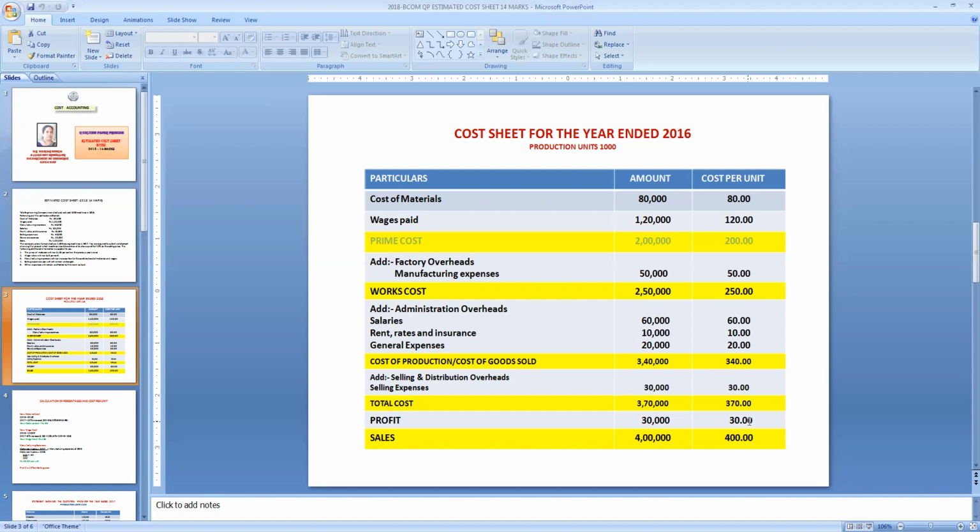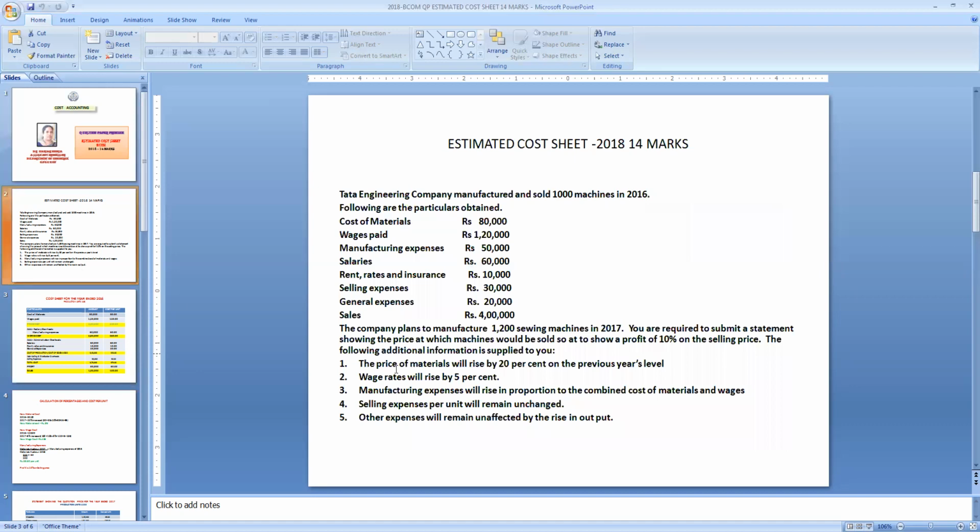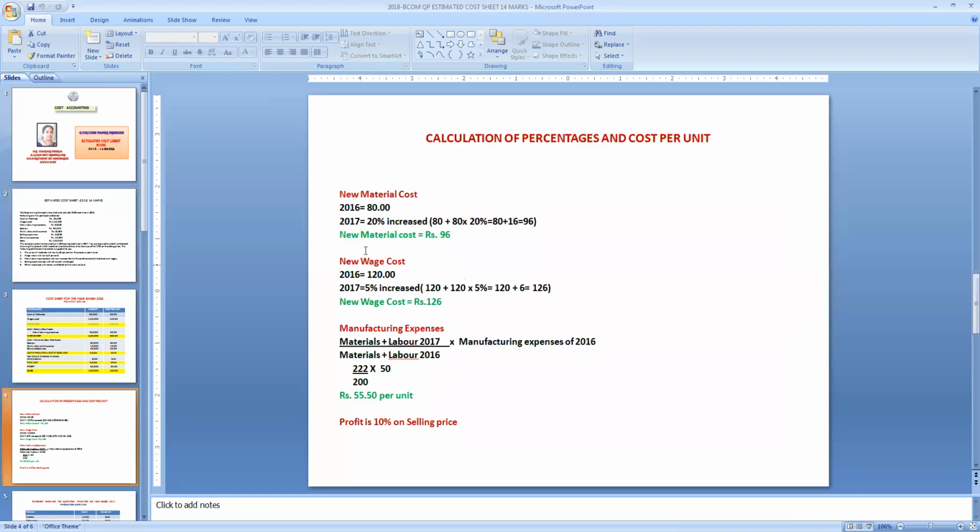So this is how we need to calculate the cost sheet for the previous year 2016. Now for calculating the estimated cost sheet for the year 2017, we need to calculate some adjustments. As given in the question, the price of materials for 1 unit will have to increase by 20%. Wages also will have to increase by 5% for 1 unit, and manufacturing expenses have to be calculated by the combined cost of materials and wages. Let us calculate the new material cost. In the year 2016, the material value is 80 rupees.